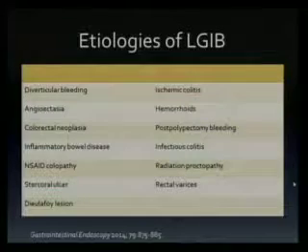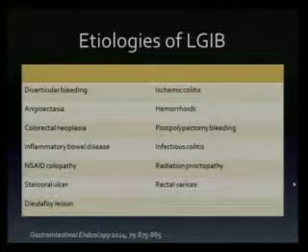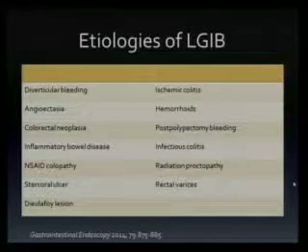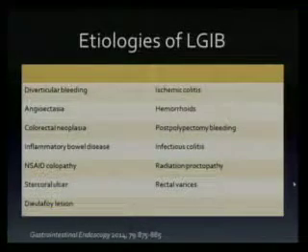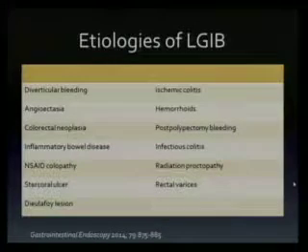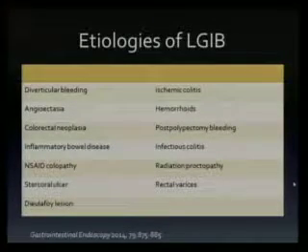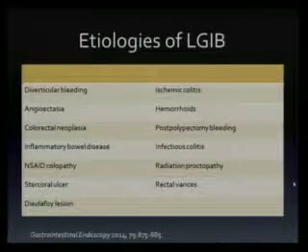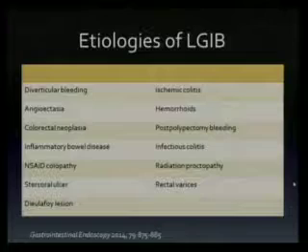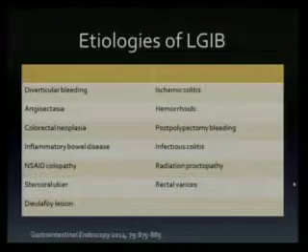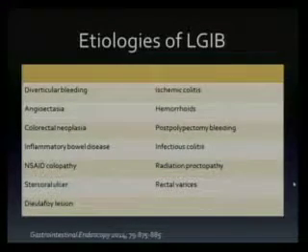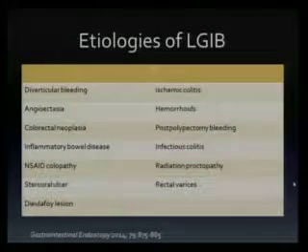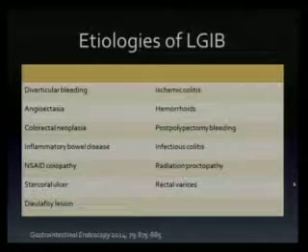Dieulafoy lesion is also another reason for lower gastrointestinal bleeding. Remember, this is an end arteriole that bleeds very briskly, but is only about the size of a ballpoint pen tip. So they're very, very small and very difficult to find. If you have somebody who has very brisk bleeding and you go down and can't find a source, and you look extensively, you always have to think of a Dieulafoy lesion. It may require multiple episodes of endoscopy in order to find that very small lesion, but they can bleed very briskly.